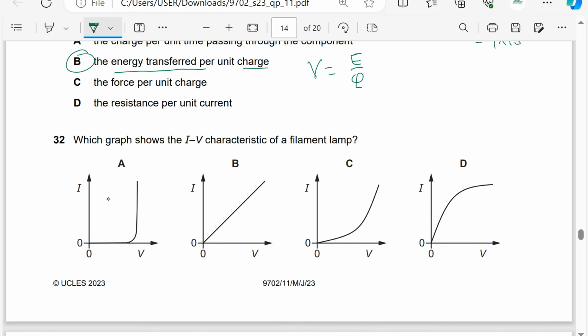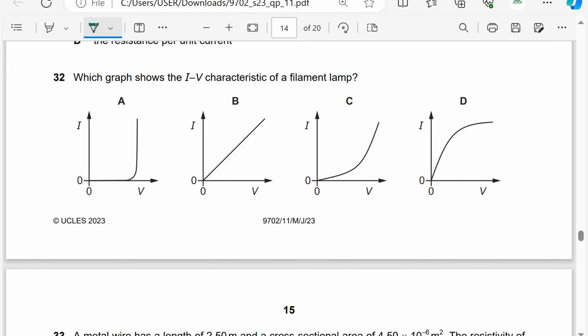Which graph shows the IV characteristic of a filament lamp? So these are graphs of I against V. I is equal to V divided by R. So if I have I against V, it means the gradient is equal to 1 over R. The gradient is 1 over R for I against V. Now let's look at a filament lamp.